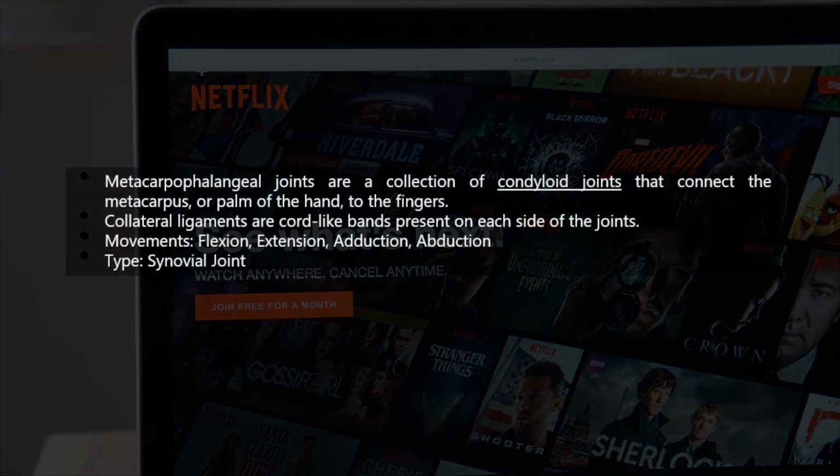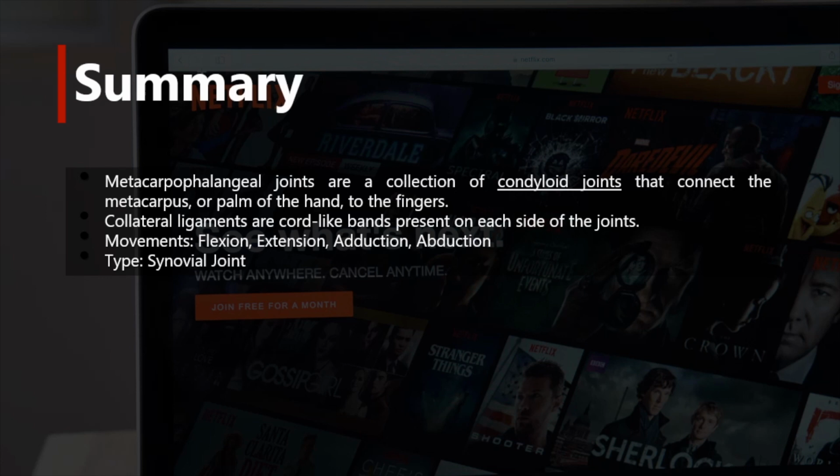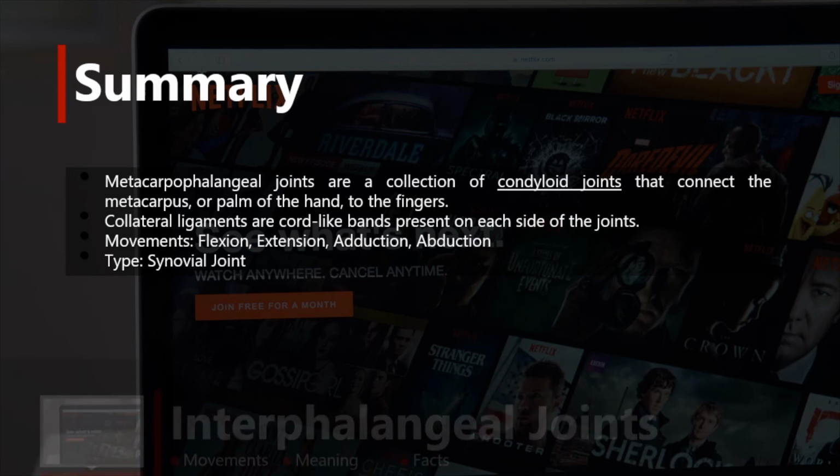In summary, what are metacarpophalangeal joints? They are a collection of condyloid joints that connect the metacarpus, or palm of the hand, to the fingers. Collateral ligaments are cord-like bands present on each side of the joints. Movements are flexion, extension, adduction, and abduction, and the type is synovial joint.